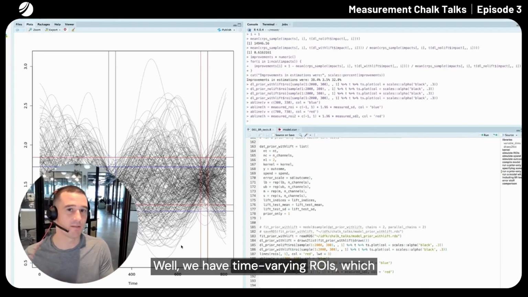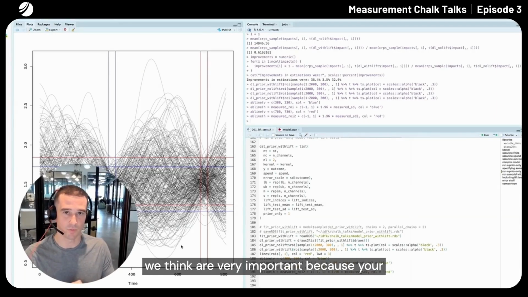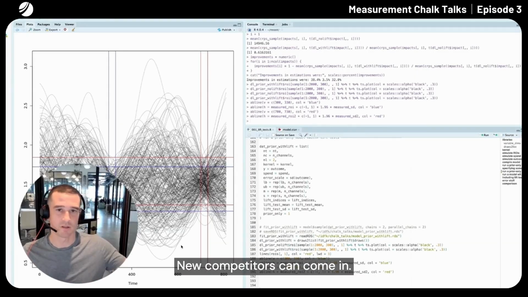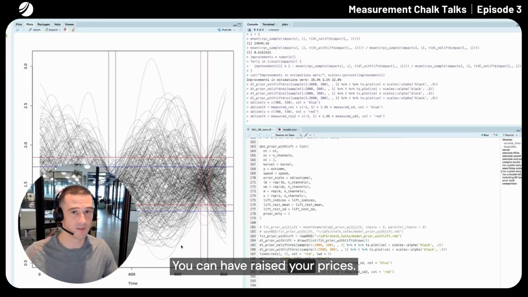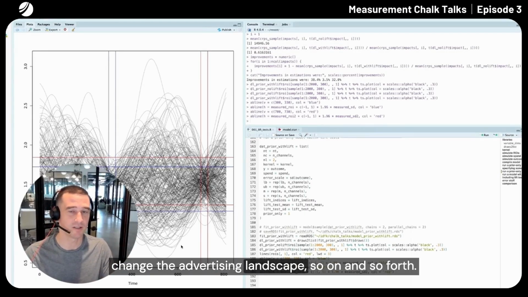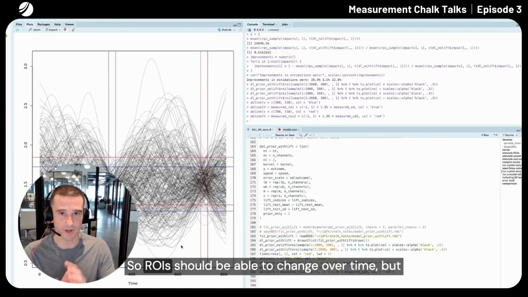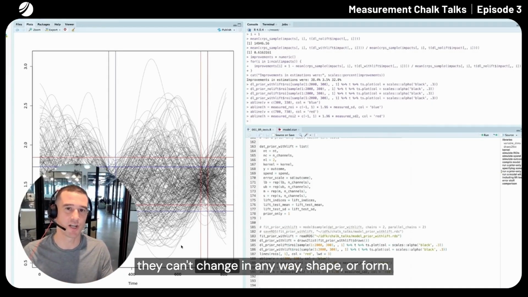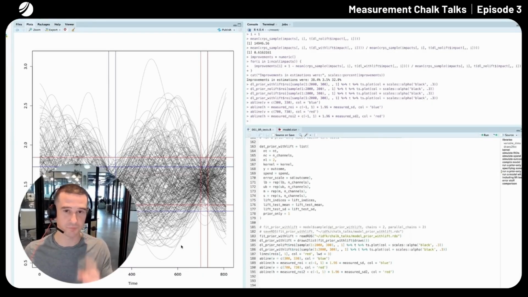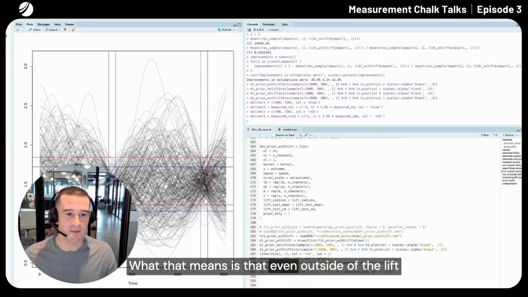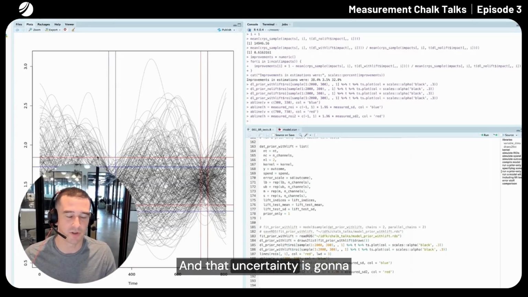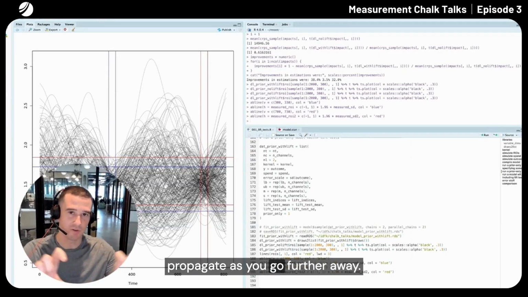Well, we have time varying ROIs, which we think are very important because your channel performance can change over time. New competitors can come in, you can have raised your prices, you can have things like iOS 14, which dramatically change the advertising landscape, so on and so forth. So ROIs should be able to change over time, but they can't change in any way, shape, or form. They have to change smoothly with a seasonal pattern. What that means is that even outside of the lift tests, we're still going to be learning information, and that uncertainty is going to propagate as you go further away.